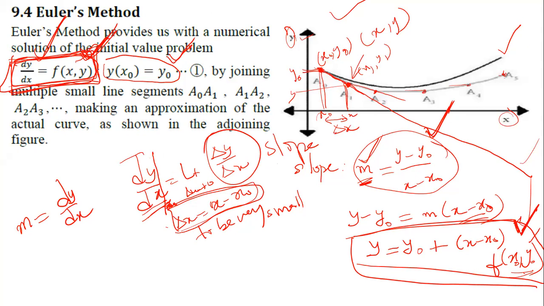If you choose a larger step size, your calculation will lead to a wrong result. For example, if we choose one big step like this, then from this point, if you are drawing a tangent, it might go like this, or it might go like this. So there is a chance that once you choose a very large step size, you will get a completely wrong result out of this Euler method.